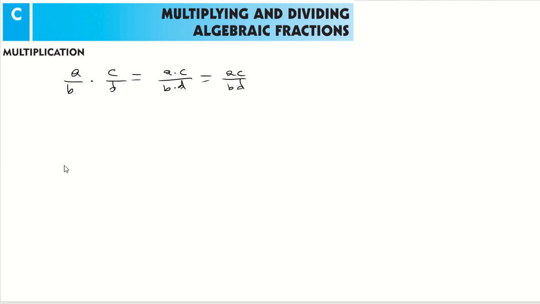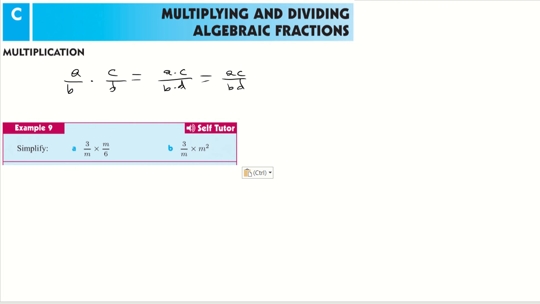Okay, example 9. We have 3 over m times m over 6. So that is actually equal to 3m over 6m. So the m's cancel out, and the 3 and the 6 become a 2 in the denominator. So it is equal to 1 over 2.